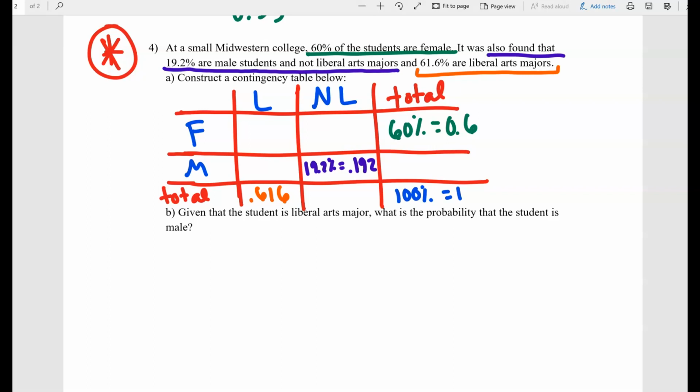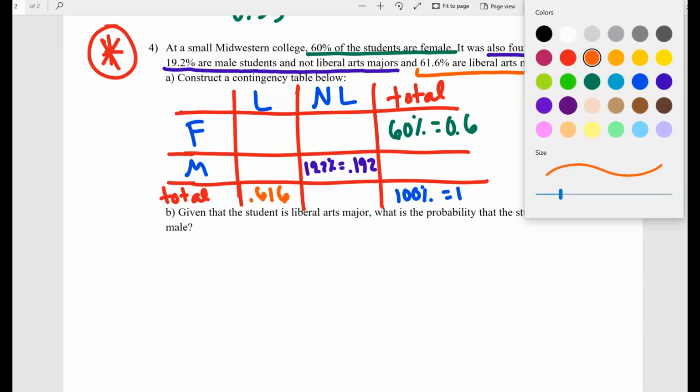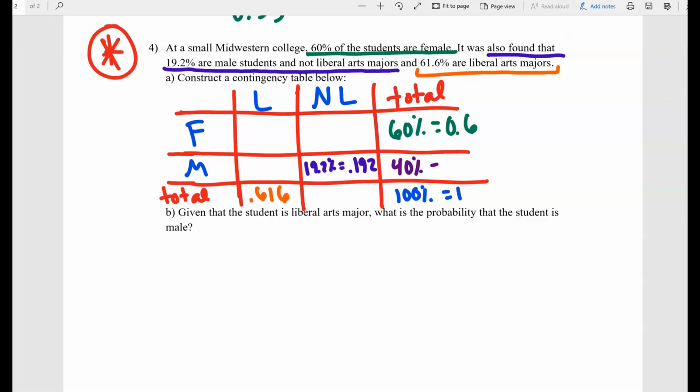So let's start with female. So if I know that 60% are female, how many of them are male? Well, that must be 40%, or 0.4. Okay. So here we have that this last row, I have 0.616 and to get to 100 or to get to 1, I'm going to take 1 and subtract 0.616, and what I'm going to get is 0.384. Okay. Then I'm going to work with this column. So this number is going to be this number 0.384 minus 0.192. So 0.384 minus 0.192. That's going to give me another 0.192.